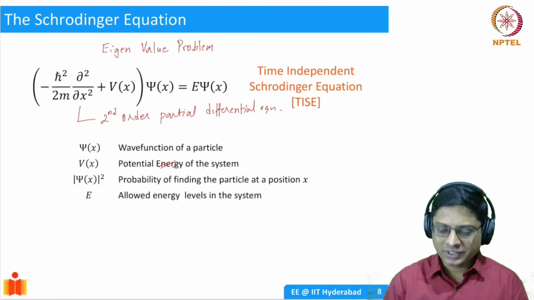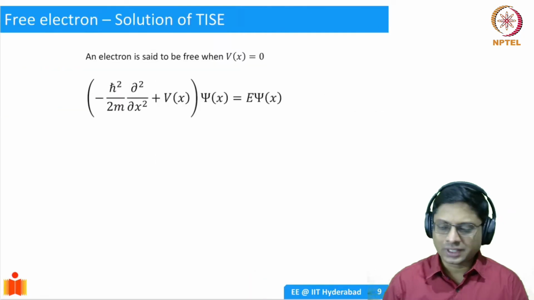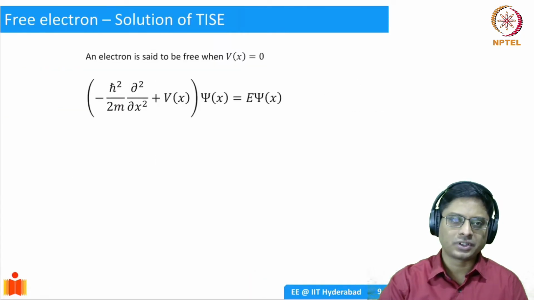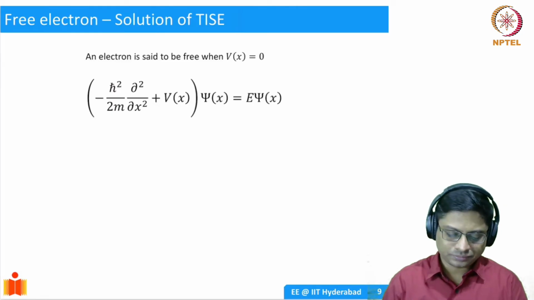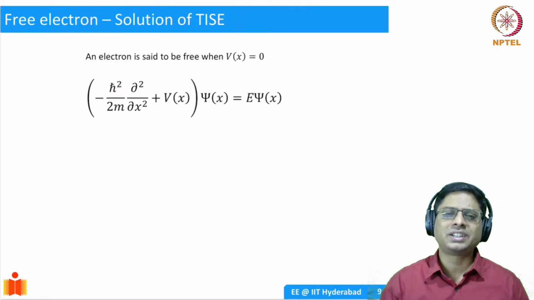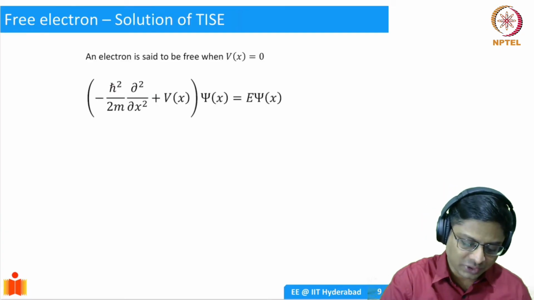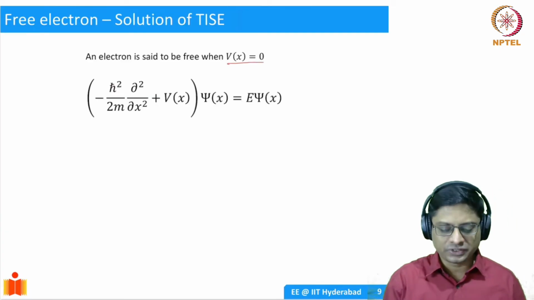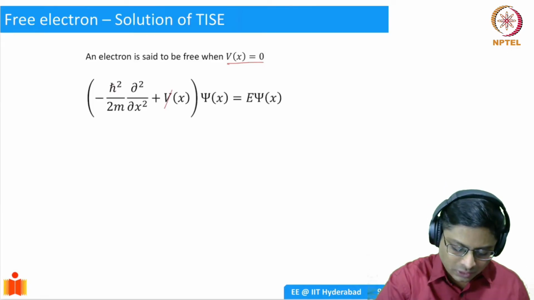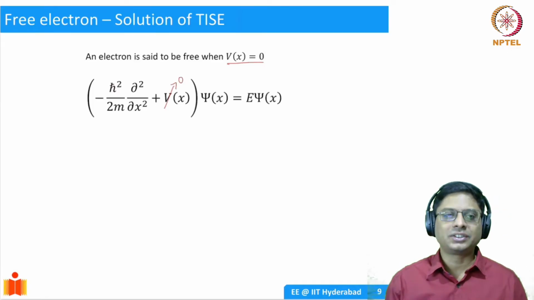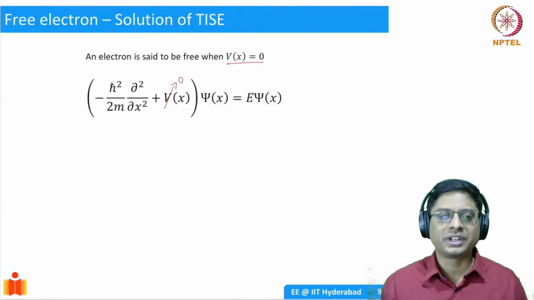The first case is what is called the free electron problem. Let's assume that you have a free electron, by which we mean that there is no potential applied anywhere. So V of x is taken to be 0 now. If you take V of x as 0, you can solve this and find out what is psi. That is essentially what is called solving the Schrodinger equation.